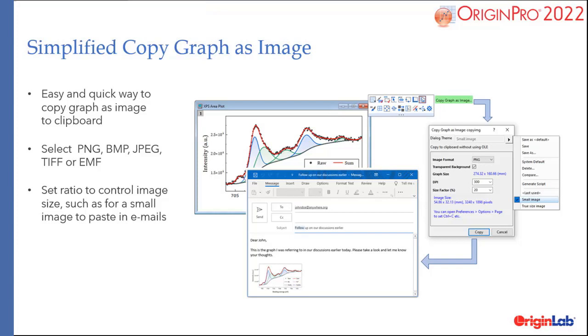Shown in this image is an example where I'm setting the ratio to be 20% so the graph can be copied to the clipboard as a small image. Then, I can go to another application, such as my email program, and paste it as a small image to communicate with my colleagues. These settings, along with my ratio, can be saved as a theme for repeated use.